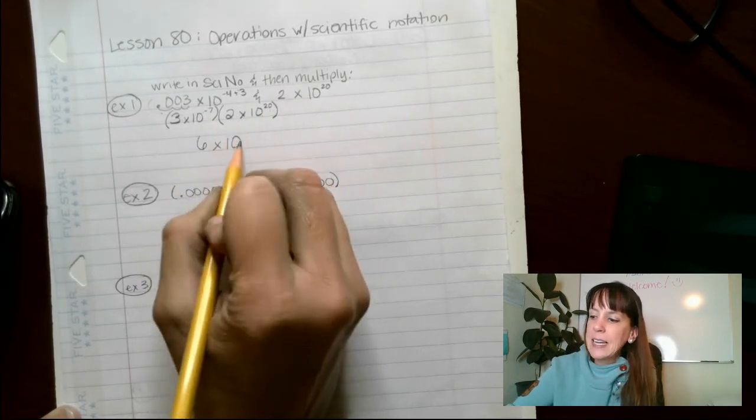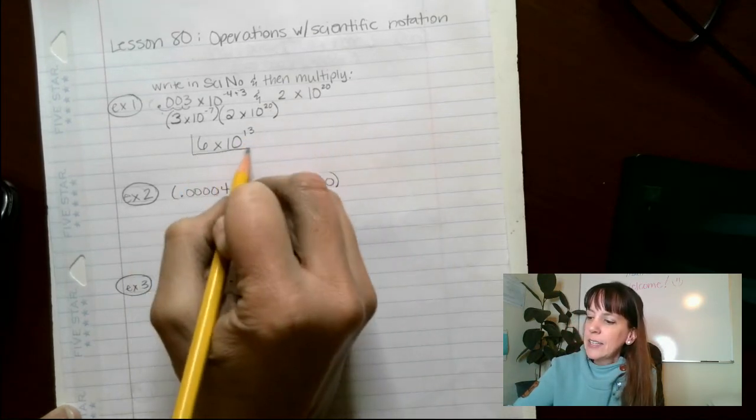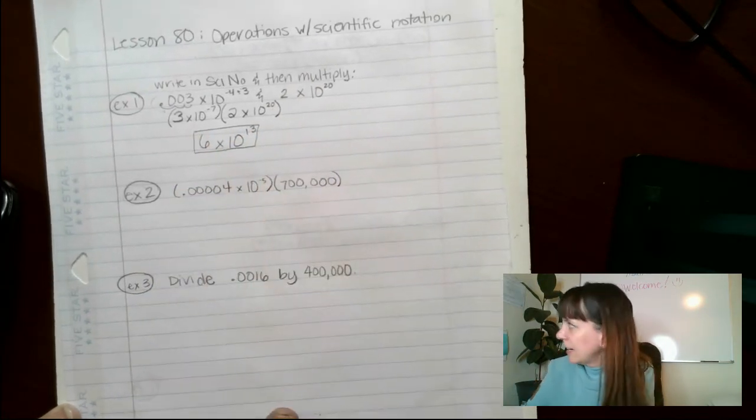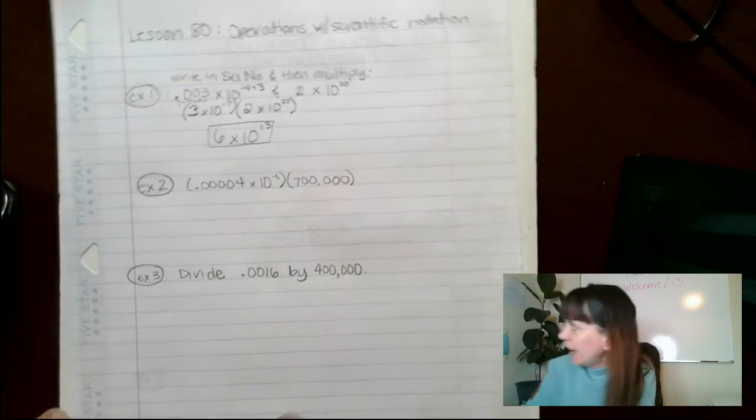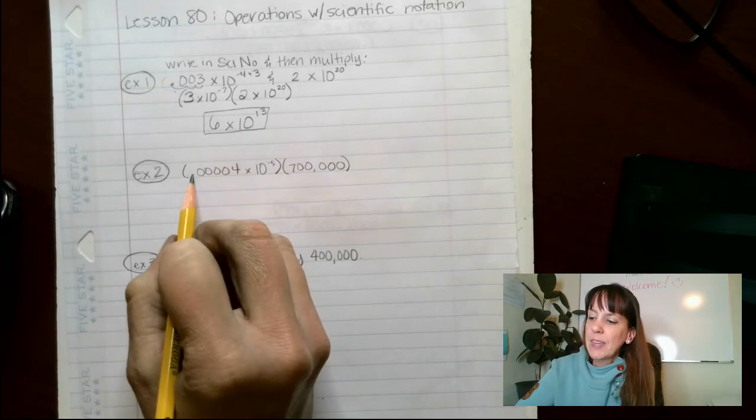6 times 10 to the, this -7 times 20. Remember, we add these exponents, so that's going to be 13. Okay. So that is our answer there. That is our answer. All right, so the next one, let's do this one right here.